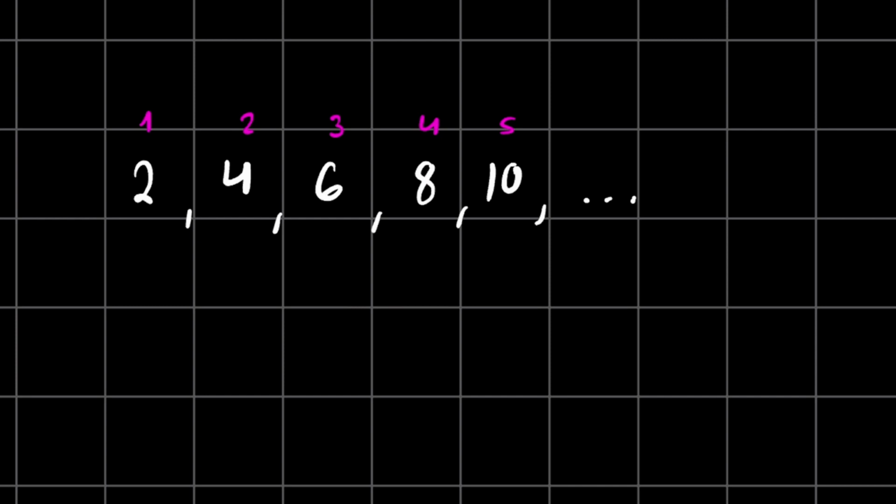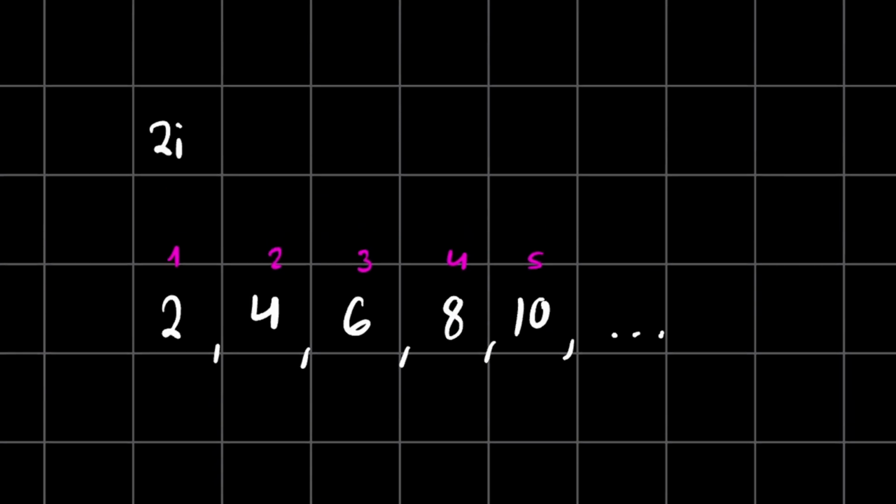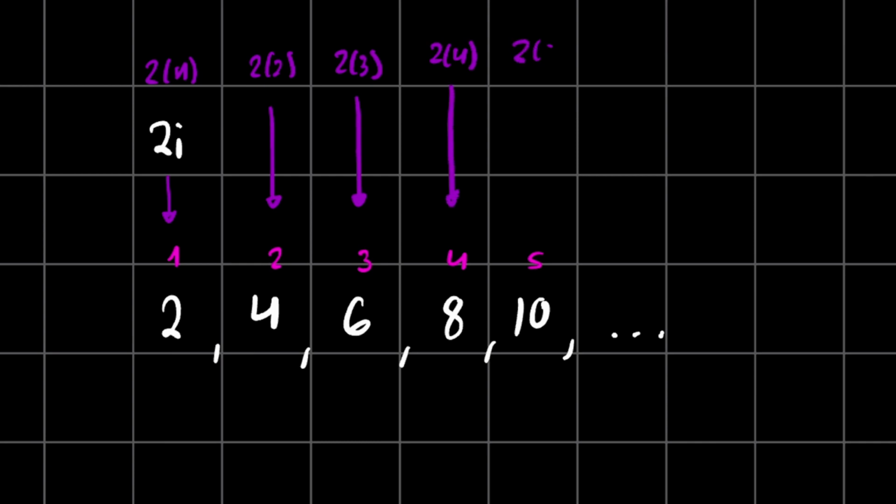What happens if I take 2^i? What are we going to get from that? Well, if we do 2^i for i = 1, we're going to get 2. By this I mean 2 to the 1, and then we're going to have 2 to the 2, so that's basically this. 2 to the 3, that's basically this. 2 to the 4, that's basically that. And 2 to the 5 is basically going to be this.